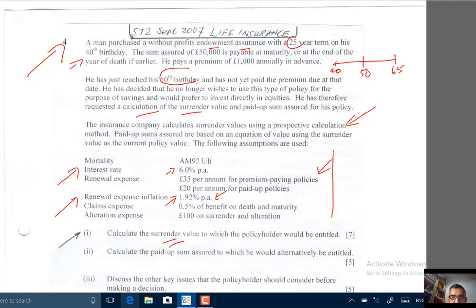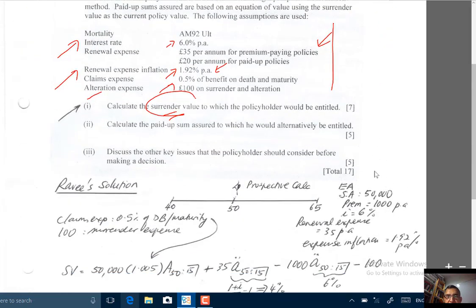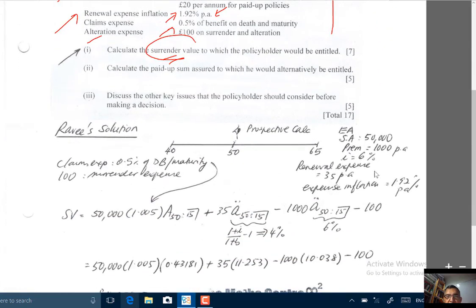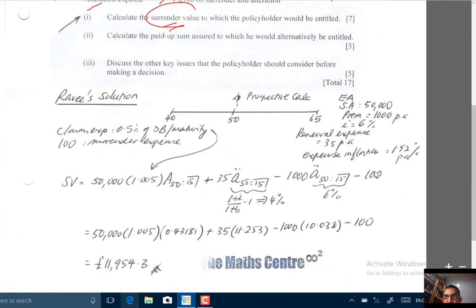Claims expense is 0.5% of benefit on death and maturity, and then you have an alteration expense, £100 on surrender and alteration. So we're asked to calculate the surrender value to which this policyholder would be entitled. Parts 2 and 3, we will look at in a separate video. Let's look at my solution. I've written down all the important points here. Endowment assurance, I have a timeline here, 40, 50 and 65.